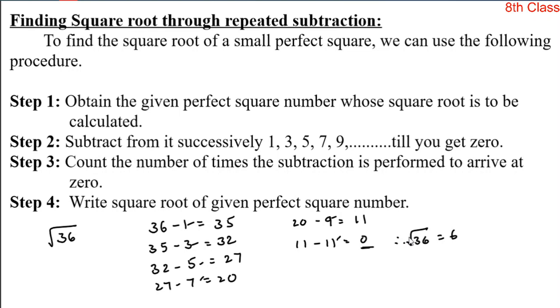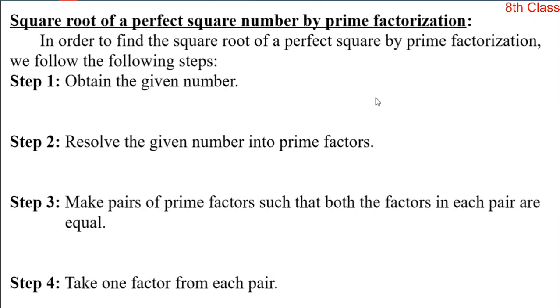In case we have large numbers, how do we find the square root of that perfect square number? Let's see. Square root of a perfect square number by prime factorization. This is the second method. Here we find the square root of a perfect square number by prime factorization. This is applicable for large numbers, for example 3-digit numbers or 4-digit numbers. By applying this method we can easily find the square root of a perfect square number.